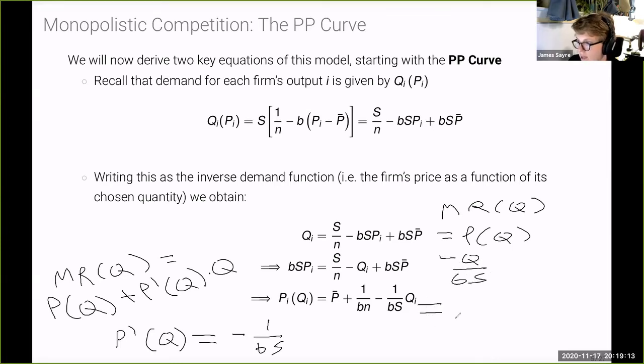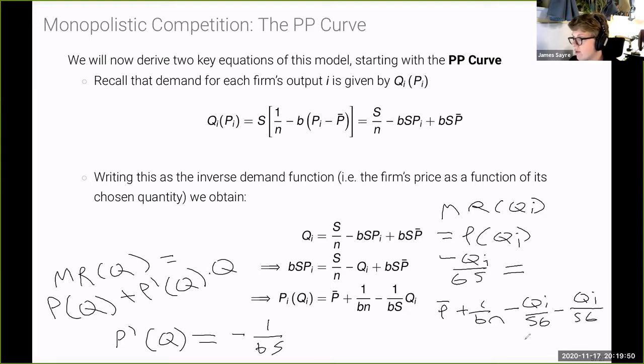And then if I want to make this next step, just plugging in for what p of q is, this is going to be equal to p bar plus 1 over bn minus qi s over b minus, again, qi. Let me write this qi here, so I just maintain the fact that the quantity charged by each firm is separate. So qi over s over b.